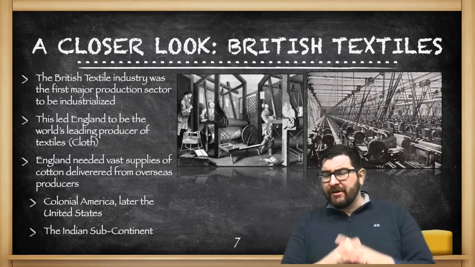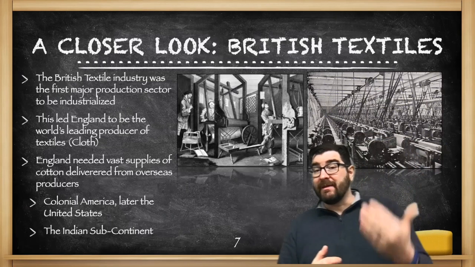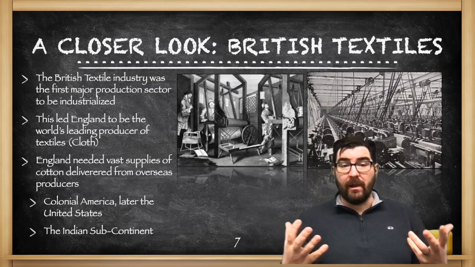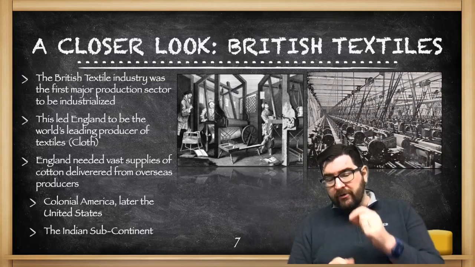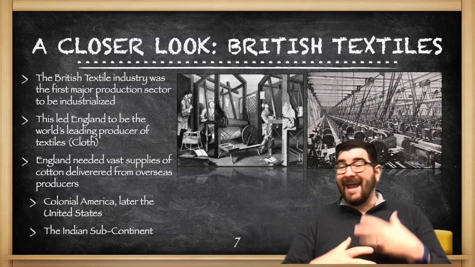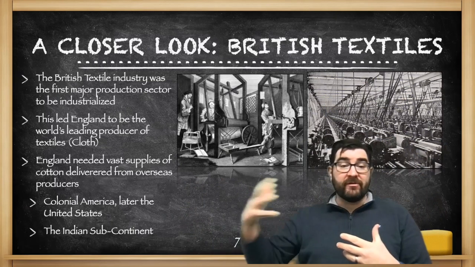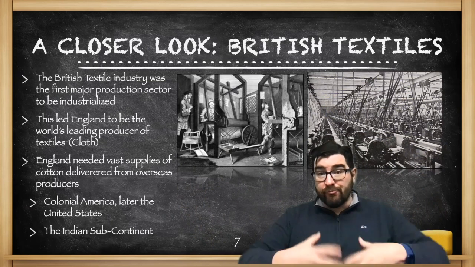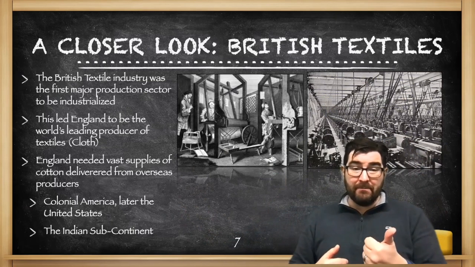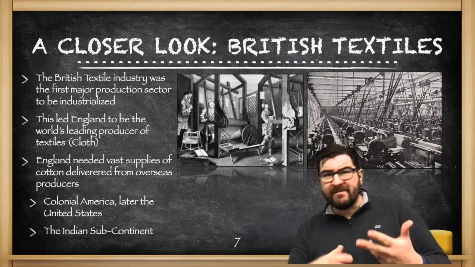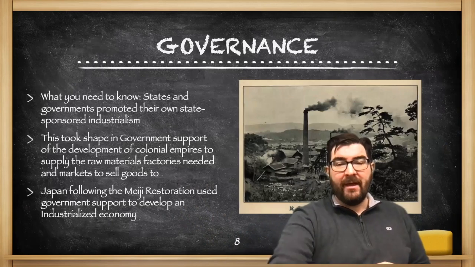Now, the first industry that is industrialized in Western Europe and Britain is going to be the textile industry, the production of cloth. This is going to lead England to become the world's largest producer of cloth. And England is going to need vast supplies of cotton delivered from overseas producers to feed these textiles. This comes from colonial America, later the United States, the Indian subcontinent, and Egypt.